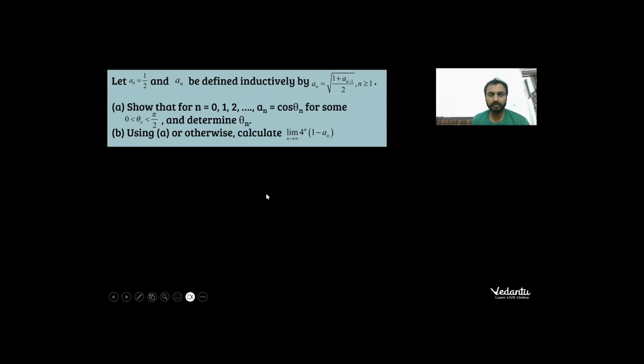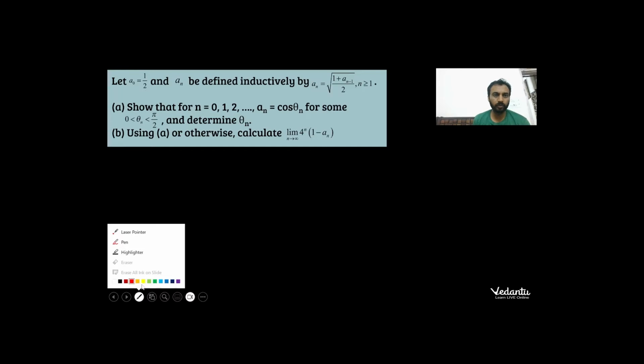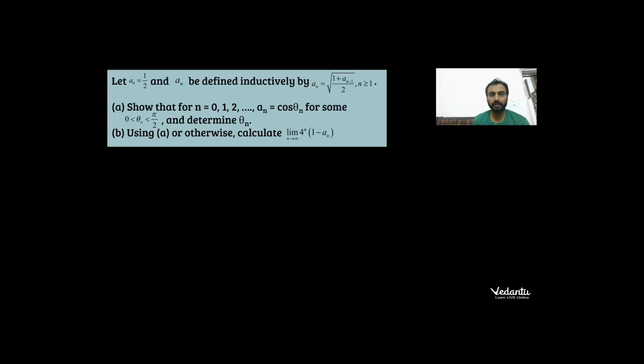Hello dear students, so let's discuss question number 2. In this question we are given a0 is 1 by 2 and an is defined inductively by an is equal to root of (1 plus an minus 1) by 2. So the first part was that we had to prove that an is equal to cos of theta n for some theta n in 0 to pi by 2, and determine theta n.